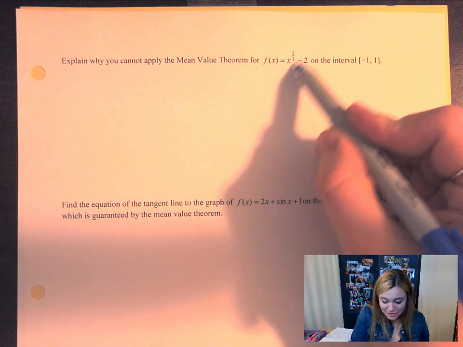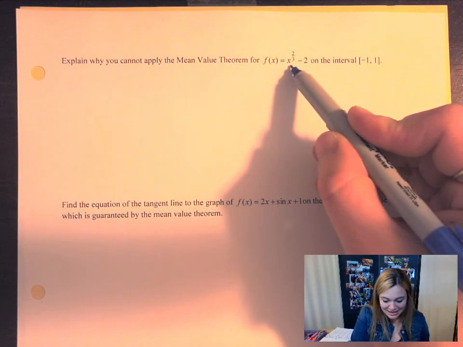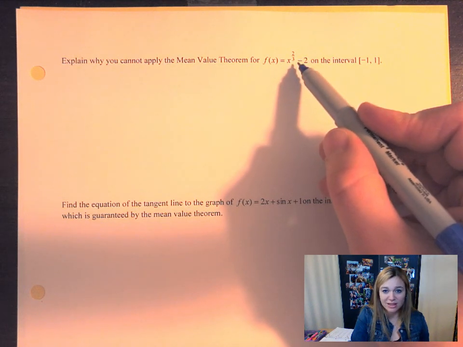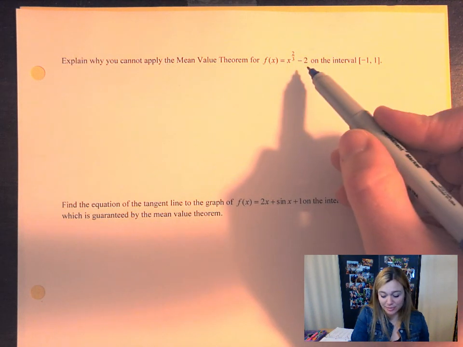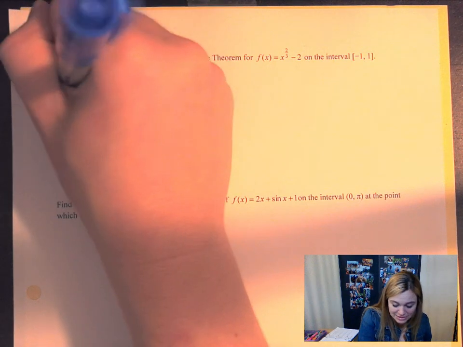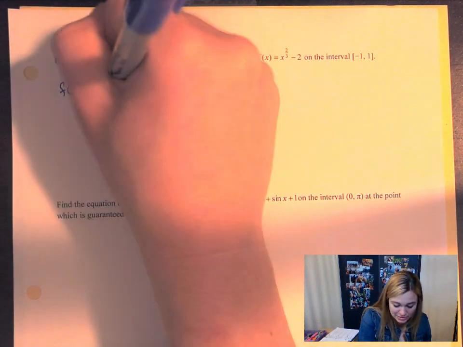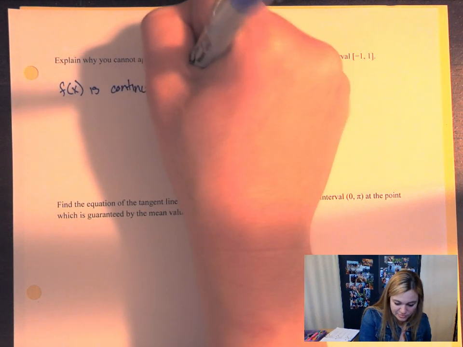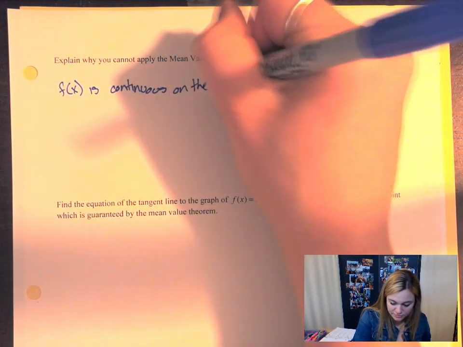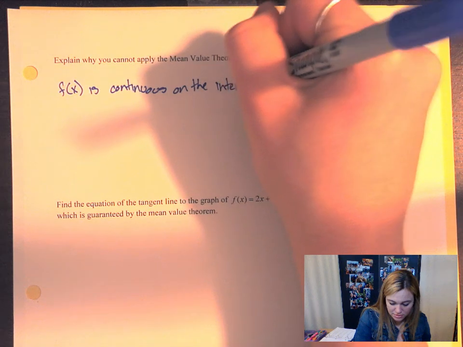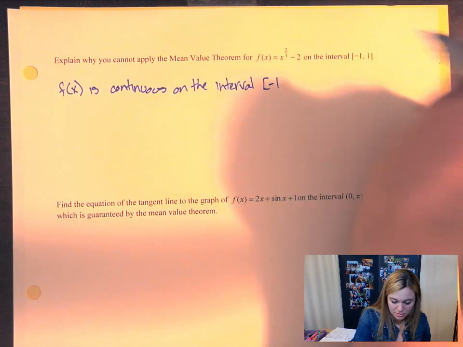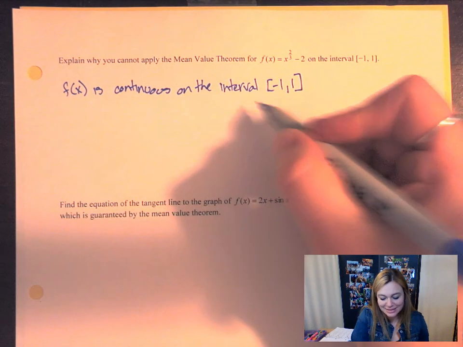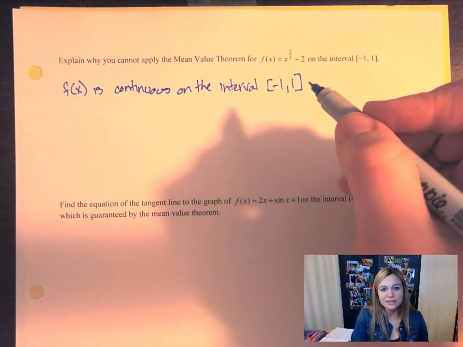If I have x to the 2/3 minus 2, any number I can raise to the second power and then take the cube root of it, that's all fine. Any number that I can possibly think of. So I'm going to say f of x is continuous on the interval -1 to 1. That doesn't explain why we can't use the mean value theorem. It's just saying it is continuous.